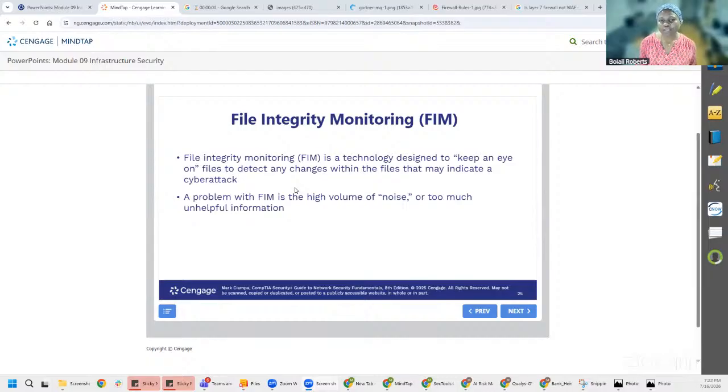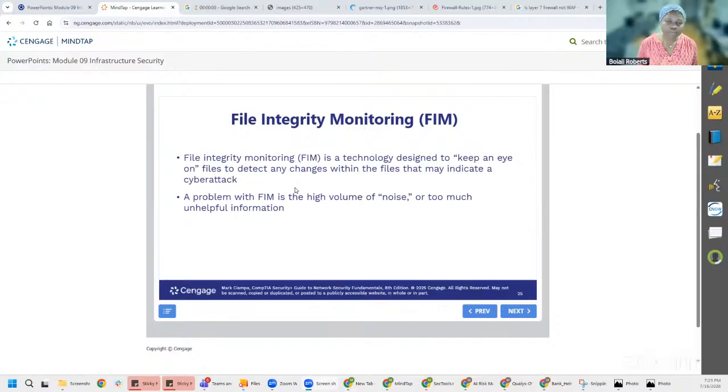So file integrity monitoring is a technology that is designed to keep an eye on that hard drive or keep an eye on your program files or certain critical folders and files, right? Keep an eye on them and make sure that it doesn't change. And if it changes, the changes need to be an approved change.